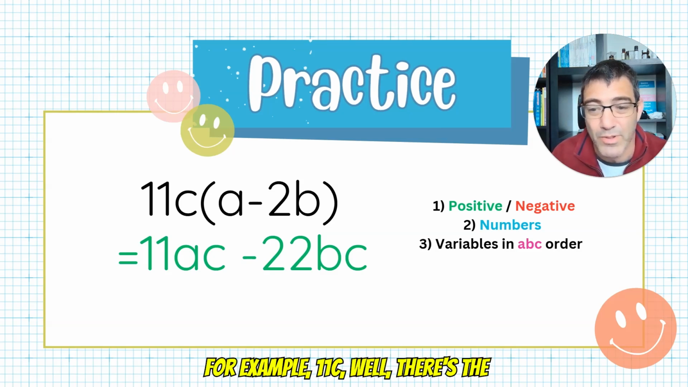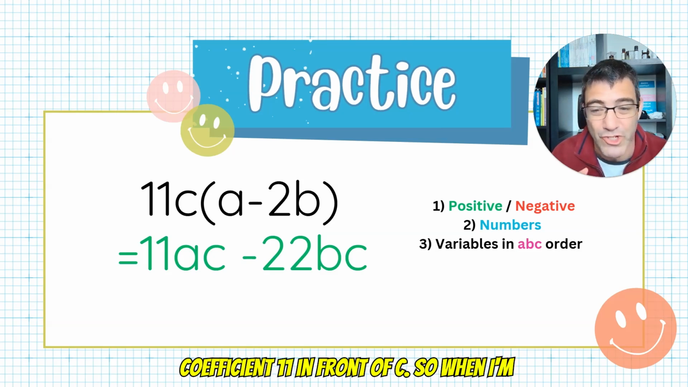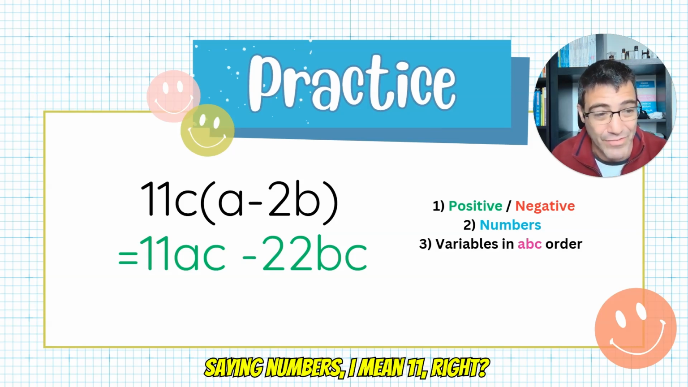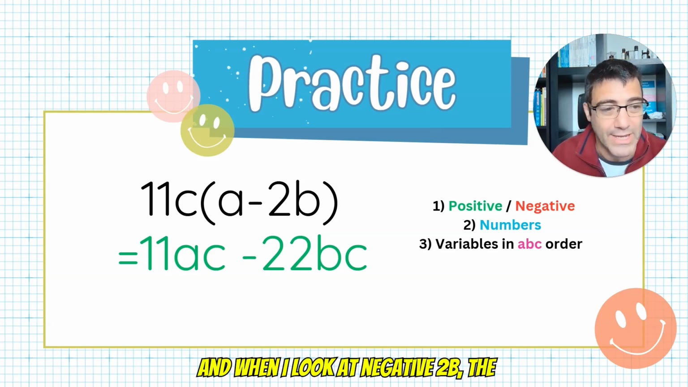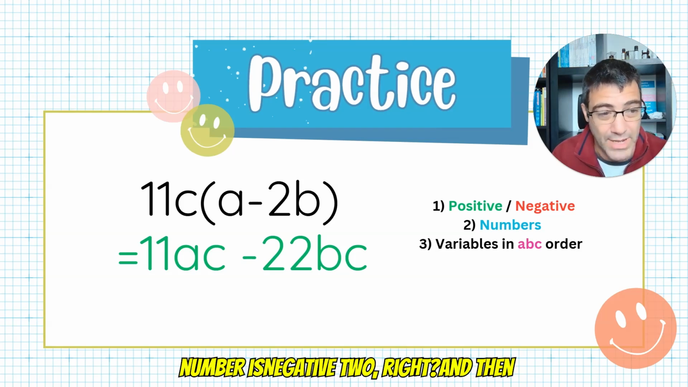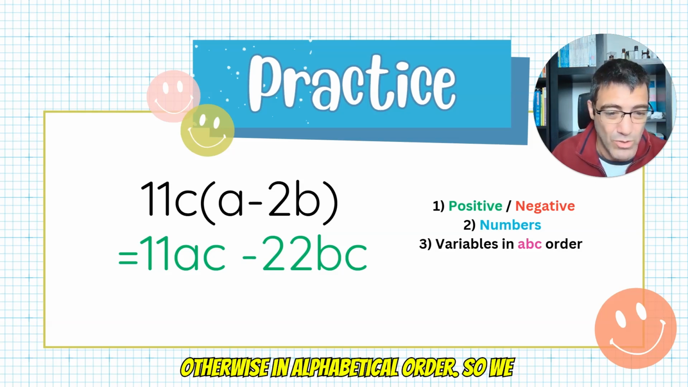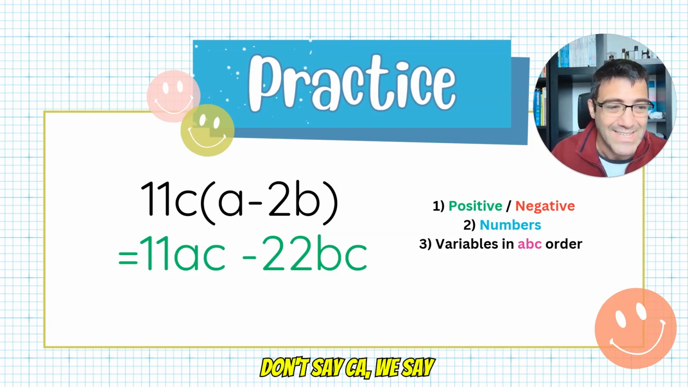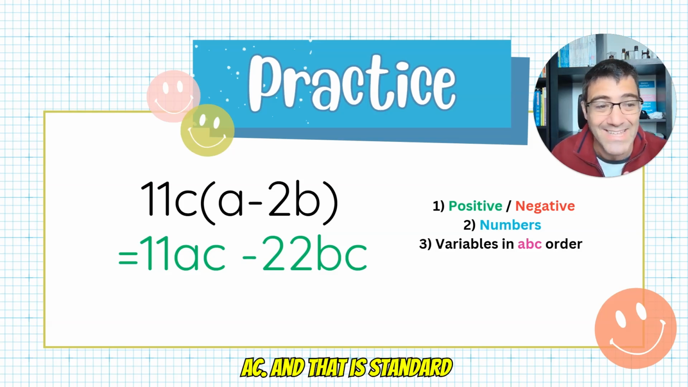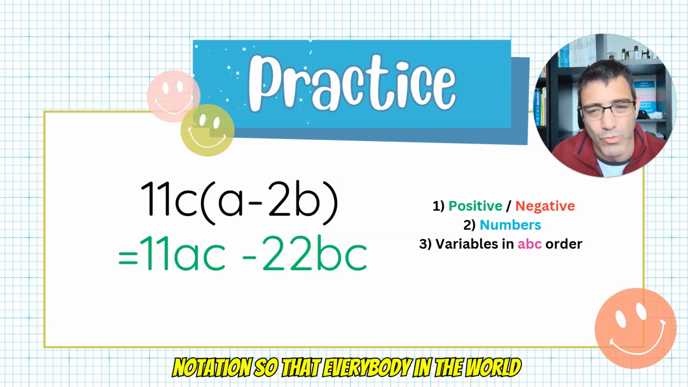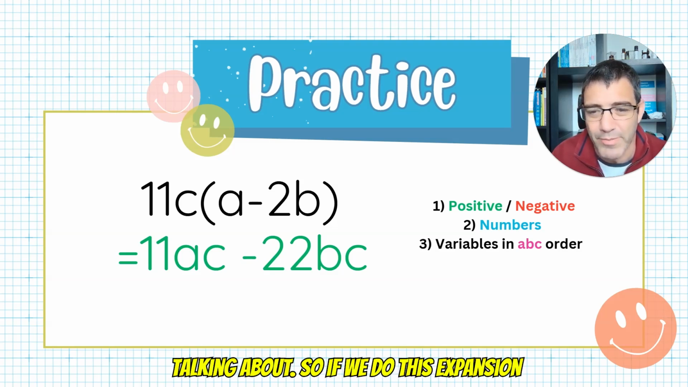Like, for example, 11c, there's the coefficient 11 in front of c. So when I'm saying numbers, I mean 11. And when I look at negative 2b, the number is negative 2. And then variables in ABC order, or otherwise in alphabetical order. So we don't say CA, we say AC. And that is standard notation so that everybody in the world who's doing math knows what you're talking about.